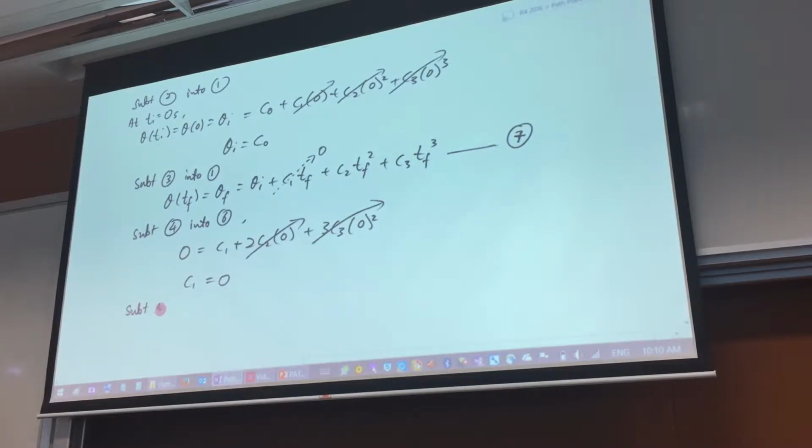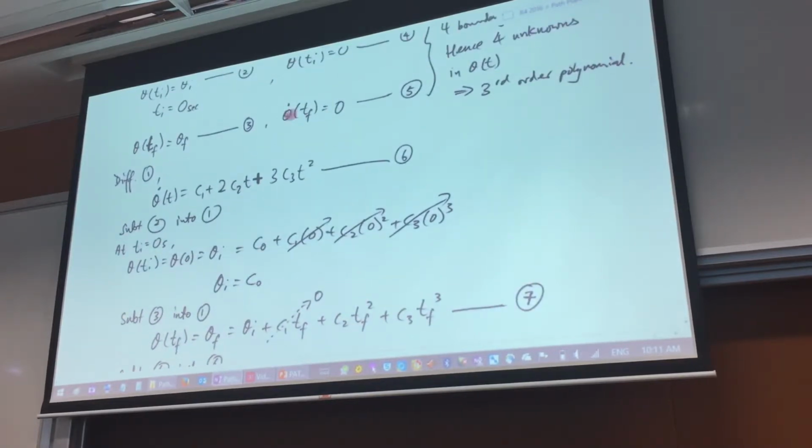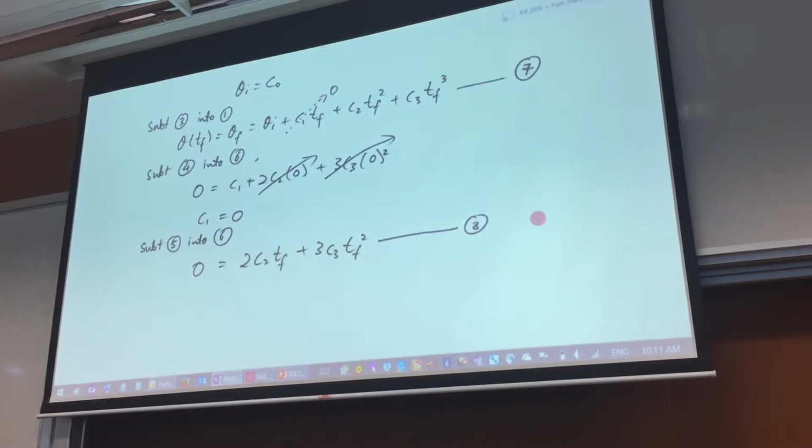Next, substitute equation 5 into 6. So where's equation 5 and 6? Equation 5, the final velocity is equal to 0. Substitute into the velocity equation 6. So if you're going to do that, final velocity is equal to 0, that is 2c2 tf, because we don't know what is tf, the time, plus 3c3 tf squared. I call this equation 8.